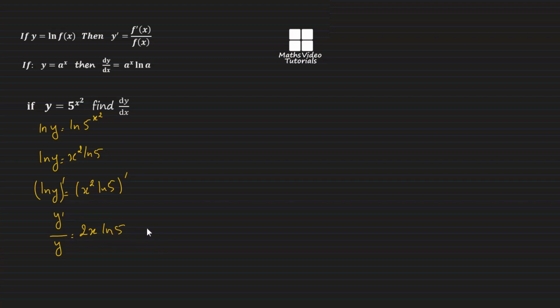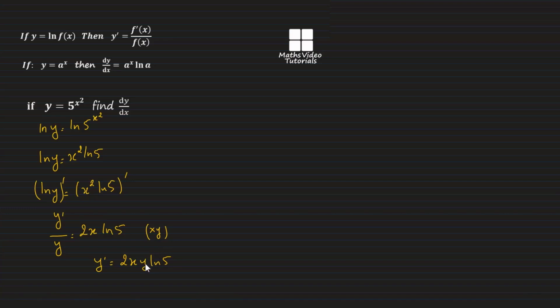Multiply by y, so both sides. So you can see I'm doing it slightly different. I'm moving this first, y here, getting rid of the denominator by multiplying by y. And that will give us y dash is equal to x. Let's insert it between the x and the natural log 5. So that is 2xy ln 5.